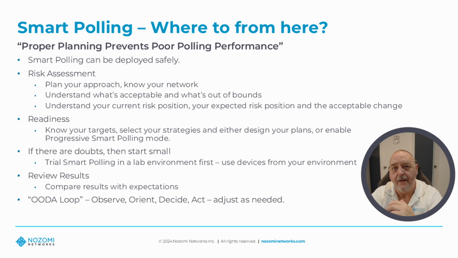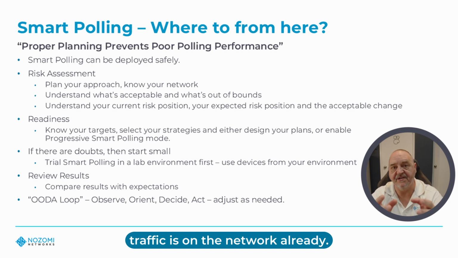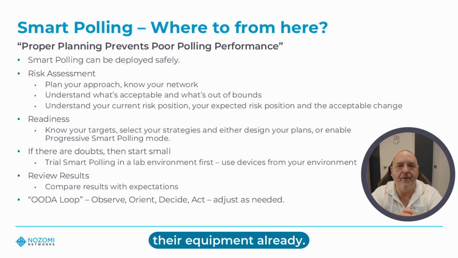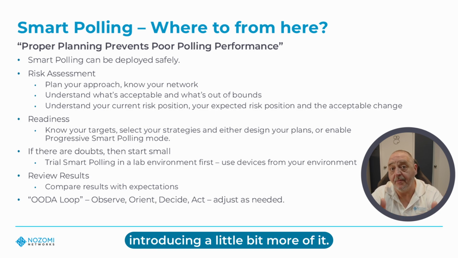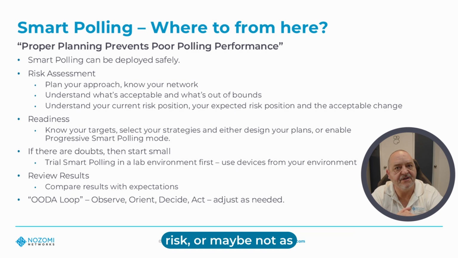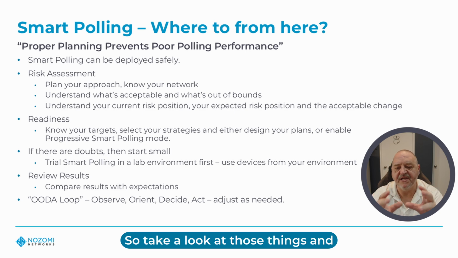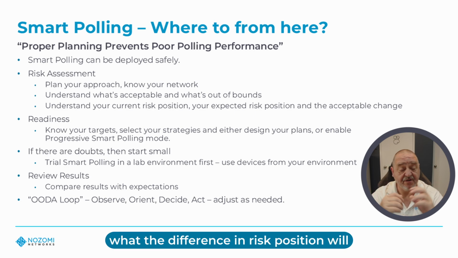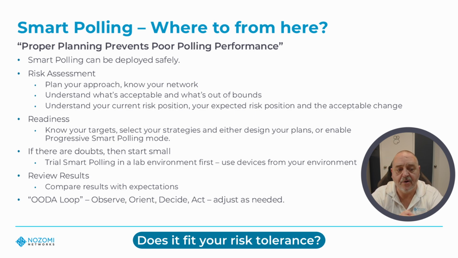And that might involve looking at network traffic. Take a look and see what vendor traffic is on the network already. You'll probably find the vendors are using the same strategies to poll their equipment or scan their equipment already. And if that traffic's already there, then you're really only introducing a little bit more of it. So there may not be such a big change in risk, or maybe not as much as you may expect. So take a look at those things and understand what that change could look like, what the difference in risk position will be, and ask the question, does it fit into your risk appetite? Does it fit your risk tolerance?